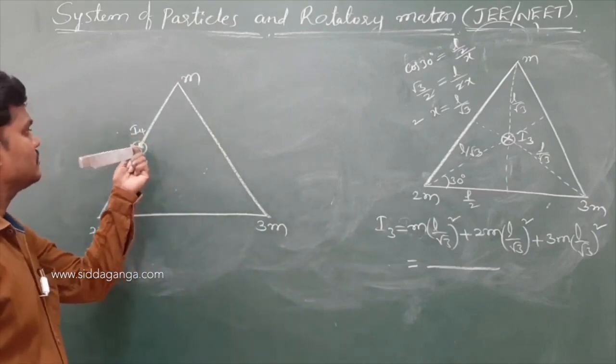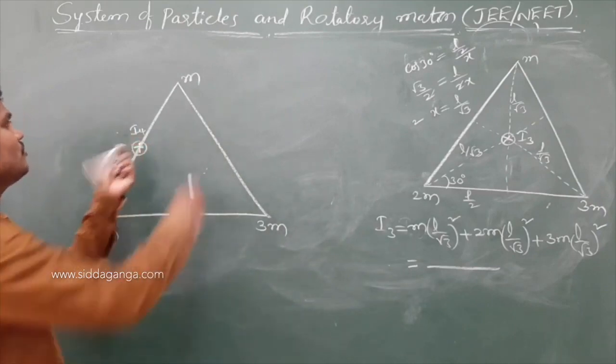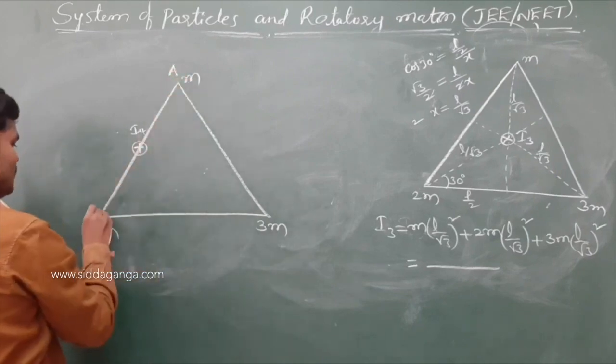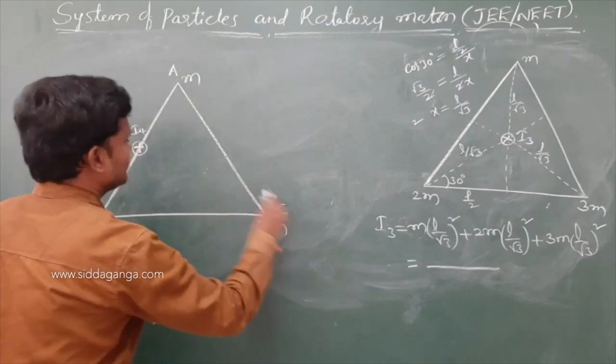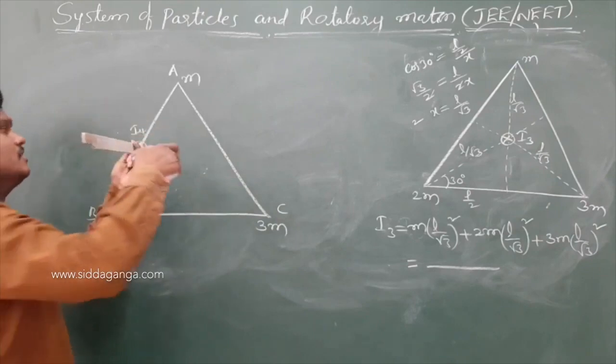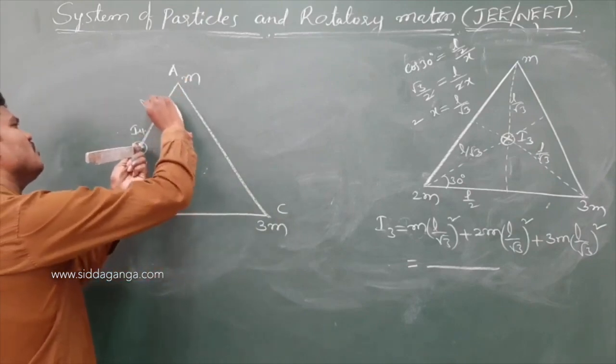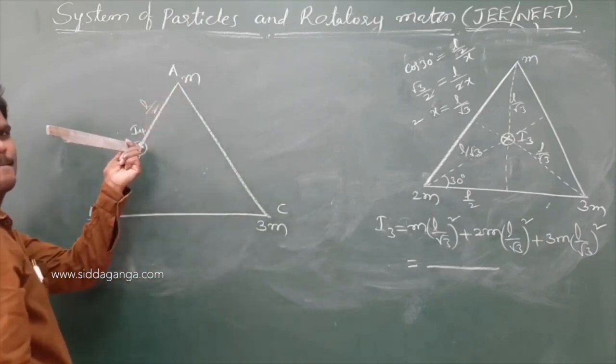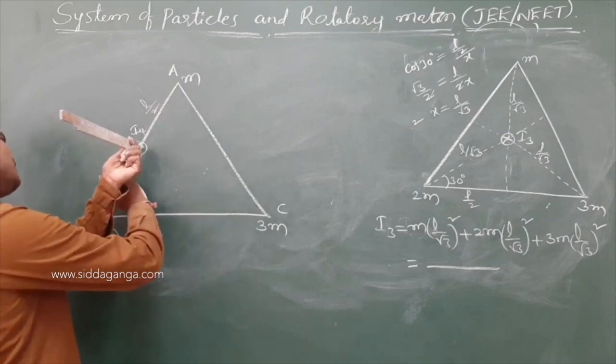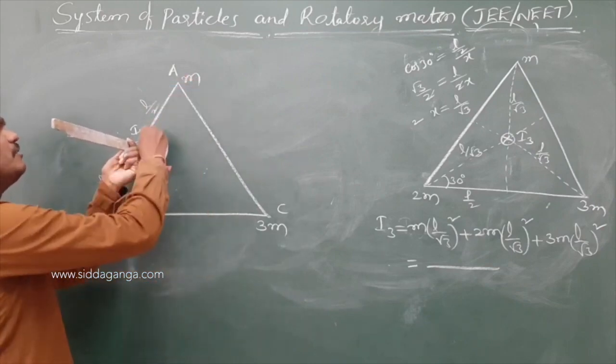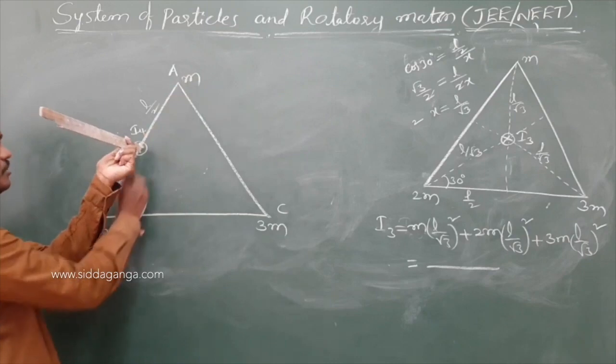I4 means, see this one, passing through the midpoint of this AB rod, but perpendicular to the plane ABC. It is perpendicular to the plane ABC. So due to this, the distance is how much? L by 2. Due to this, the distance is how much? L by 2. m into (L by 2) square plus 2m into (L by 2) square.